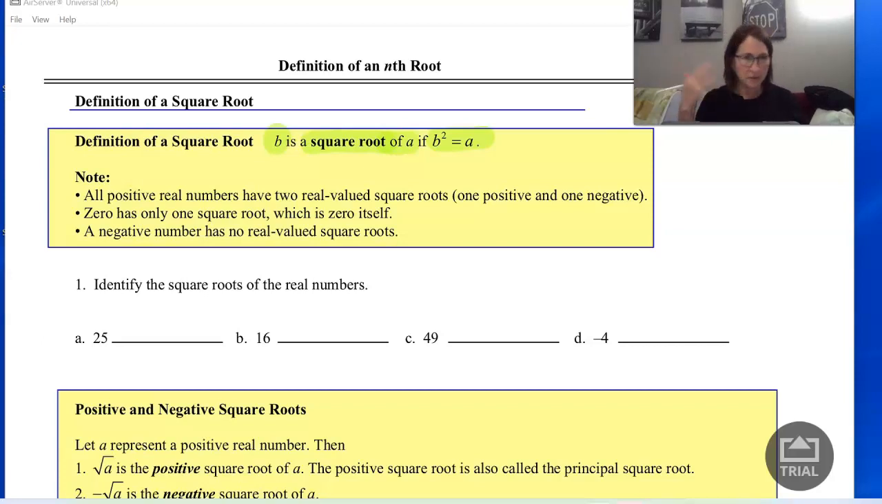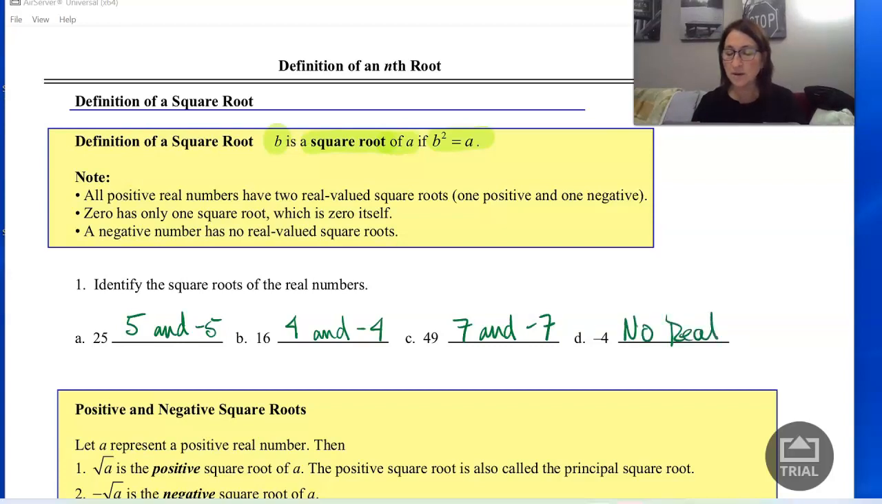All right, so let's put that into play here. If we identify the square roots of these real numbers, for 25, we know that it's 5 and negative 5. We can square both of those numbers and they give us 25. For 16, it would be 4 and negative 4. For 49, 7 and negative 7. For negative 4, negative 4 has no real square roots.